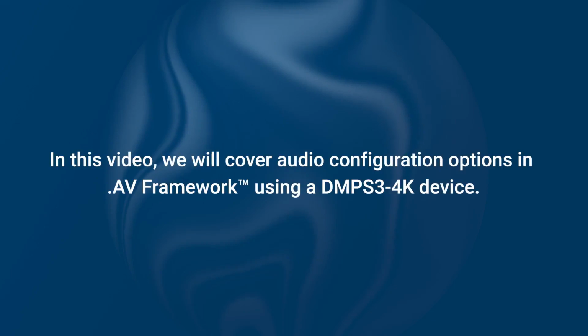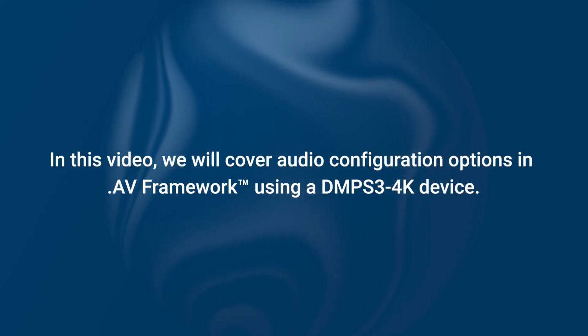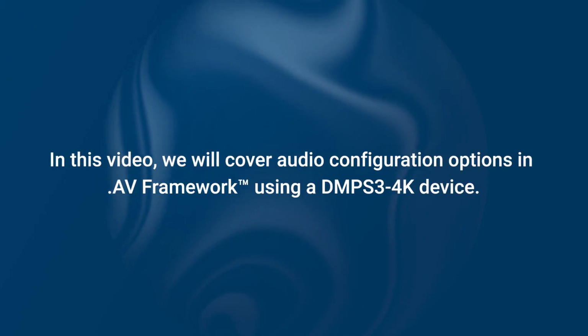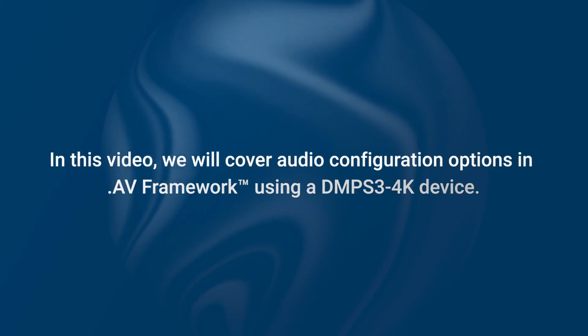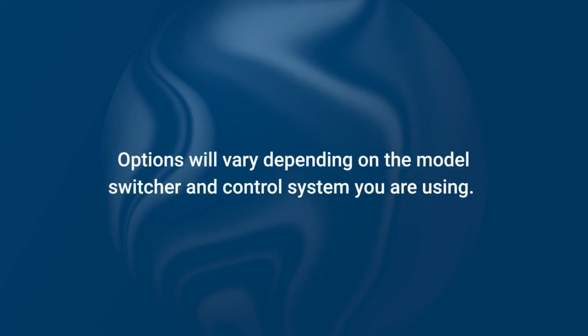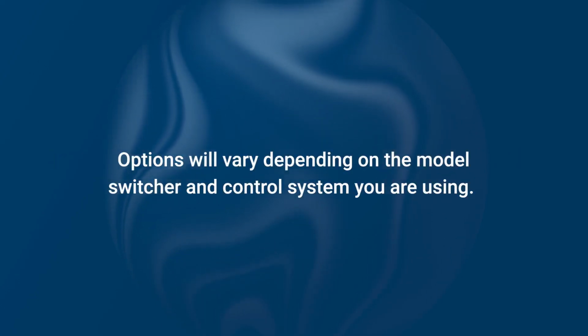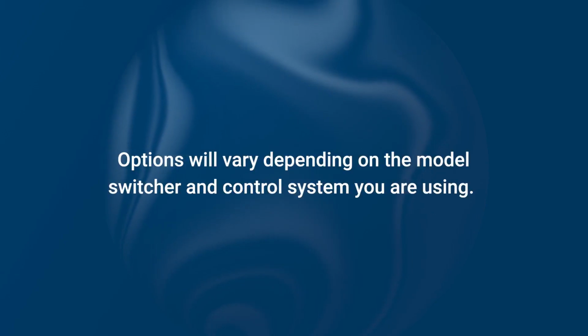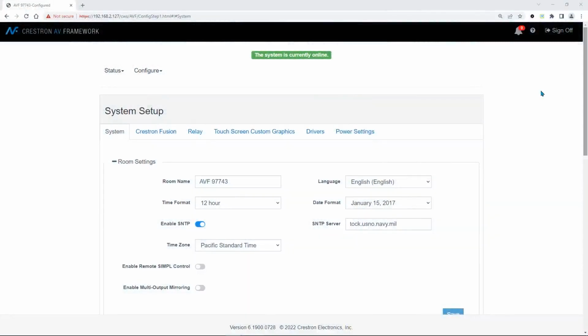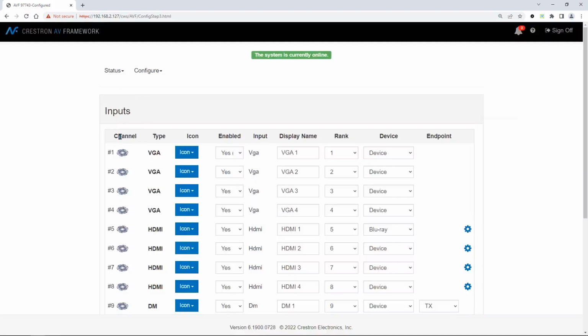In this video, we will cover the audio configuration options in AV Framework using a DMPS3 4K model as an example. Options will vary on the model switcher and control system you are using. First, we will go to AV routing. There are normal input and output channels on this model, and the audio follows the video on the HDMI channels.